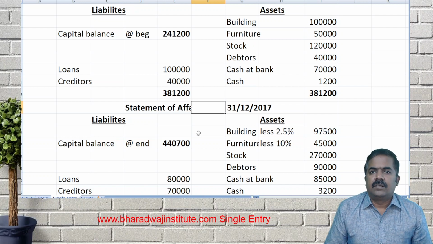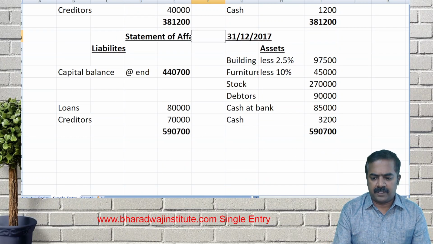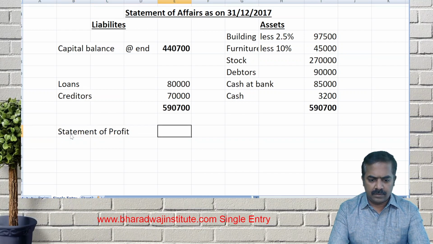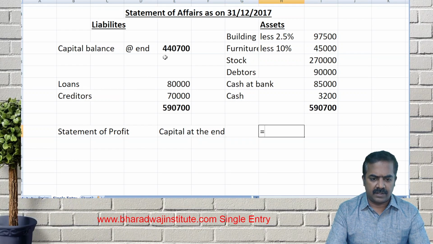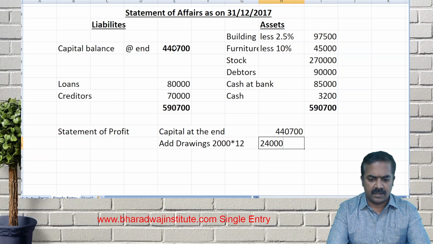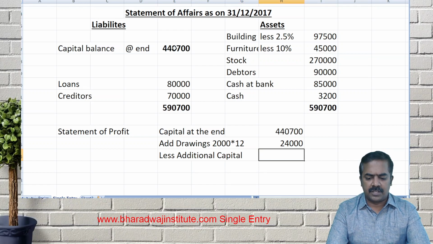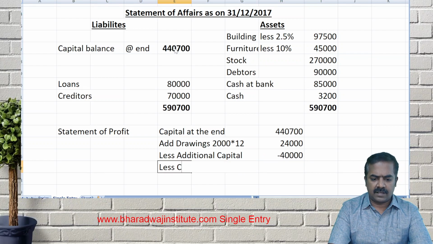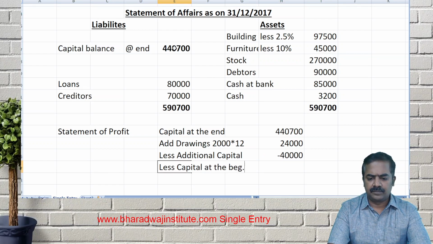Shall we proceed? Start. Next, statement of profit. Capital at the end of the year: 440,700. Add drawings: 2,000 into 12, 24,000 he has withdrawn. Less additional capital the proprietor introduced in the business, that life insurance proceeds retained in the business. Less capital at the beginning. What is the capital at the beginning?